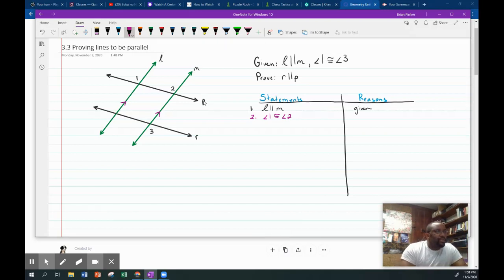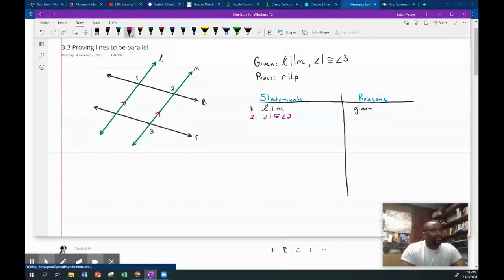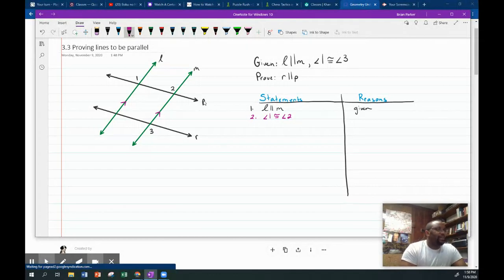So the first thing we know is that L is parallel to M. It's the first thing we know. So we're going to write that down and say that's given. Now, what can we say because line L is parallel to line M? Well, then we can say that angle 1 must be congruent to angle 2. And what's the reason that we can say that?